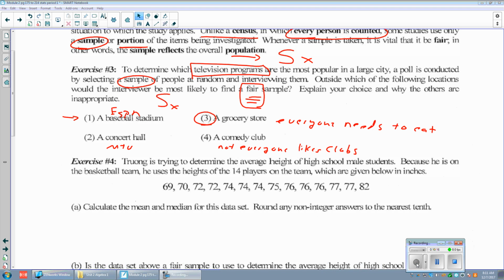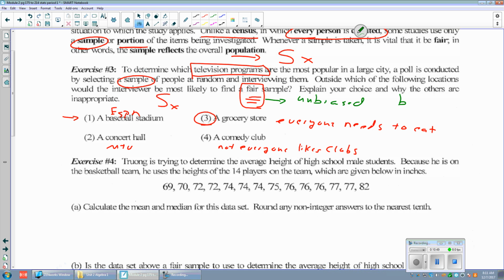Okay, so before we go on to the next question, let's review some more words that might be fair. Fair is also unbiased. Okay? Unbiased means you're not leaning one way or another. You don't ask the Young Republicans Club who they're going to vote for in an election. Okay? They're going to go in a certain direction. So, unbiased means they don't have a strong opinion.